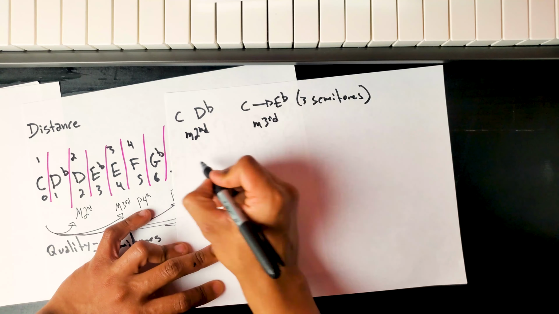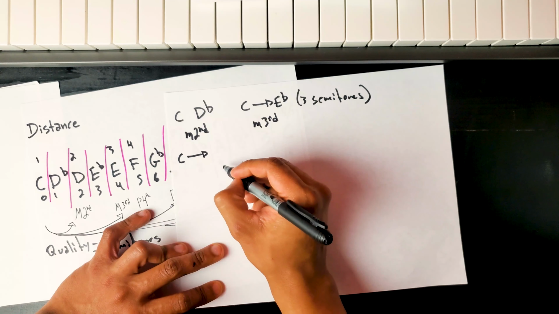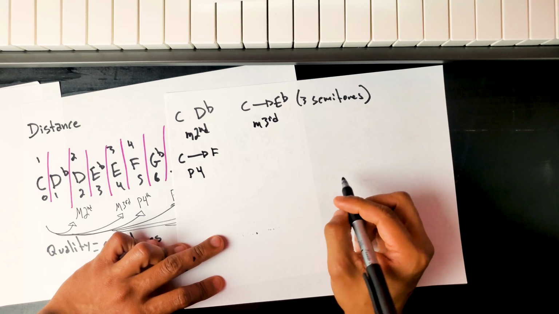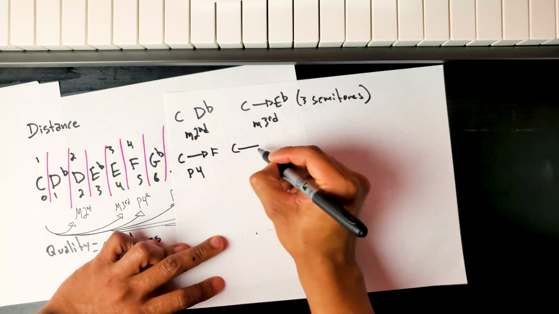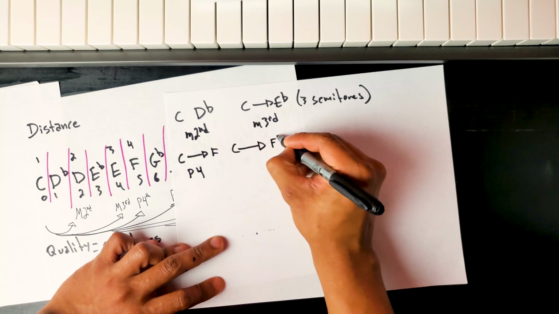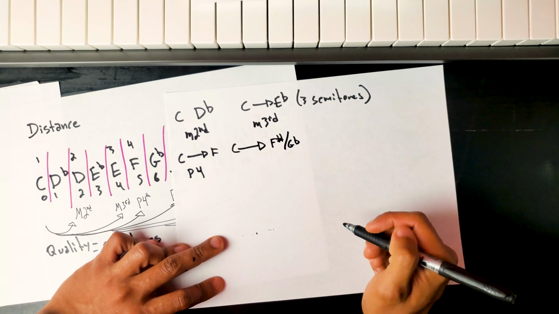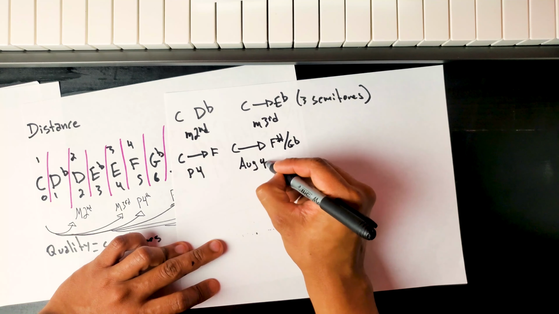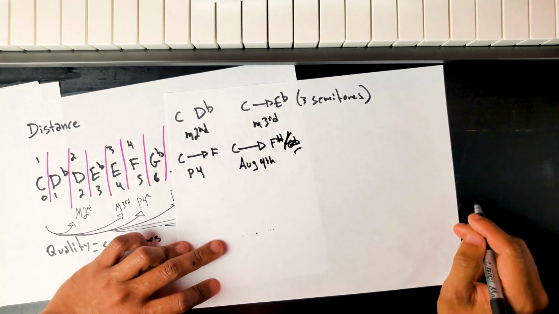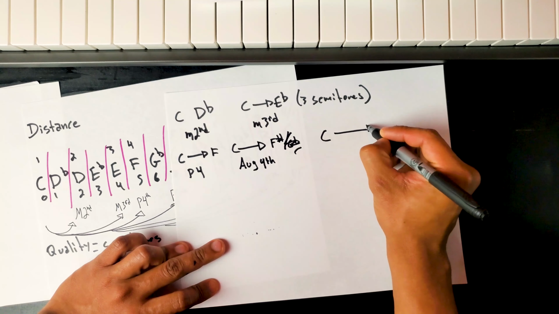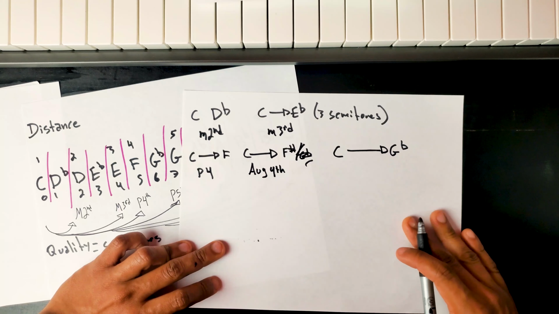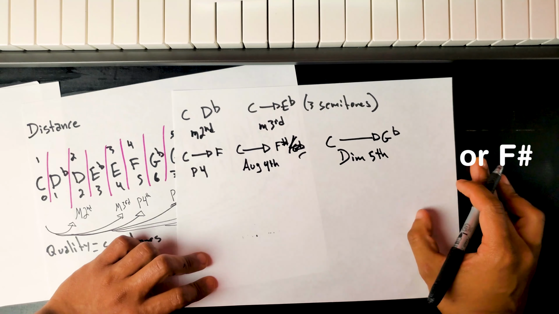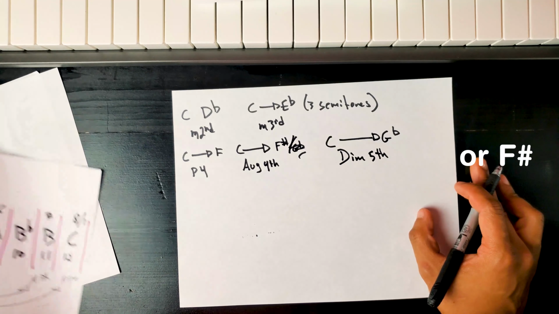Perfect intervals are either augmented or diminished. There is no such thing as a major fourth or a minor fifth. So F sharp is either going to be an augmented fourth, or G flat is going to be a diminished fifth. This is the same note, but it has 2 different names. So we know that F has to be some kind of fourth. It can't be a fifth. And G has to be some kind of fifth. It can't be a fourth. So G is either going to be a perfect fifth or a diminished fifth. And F is either going to be a perfect fourth or an augmented fourth.